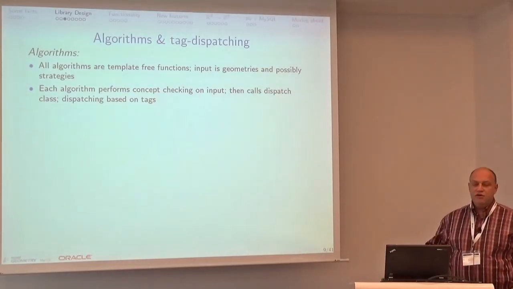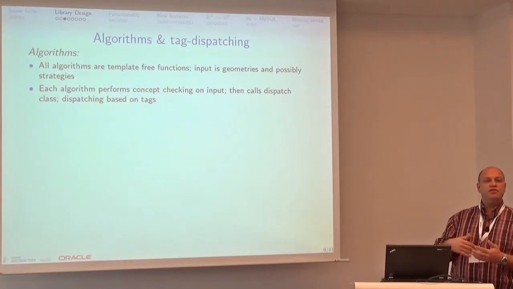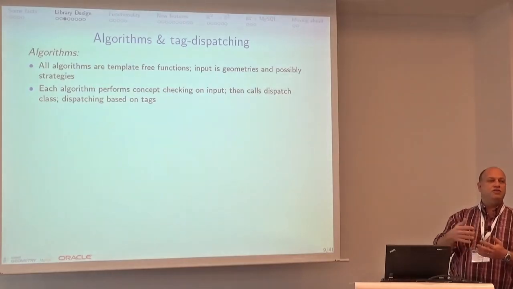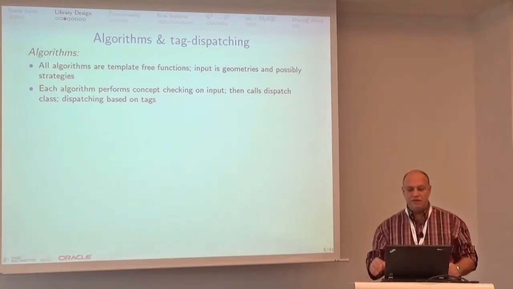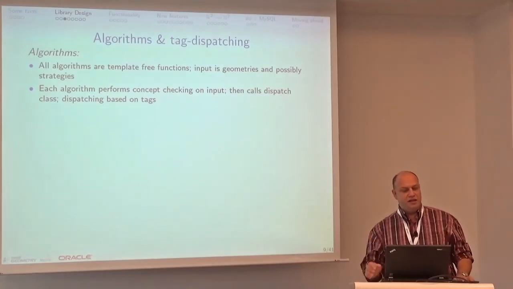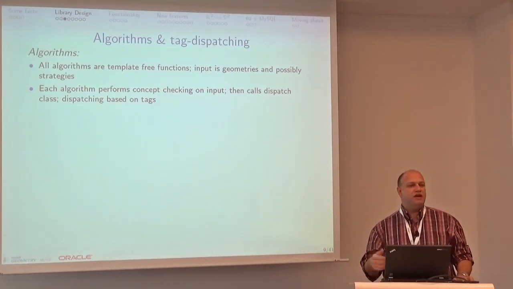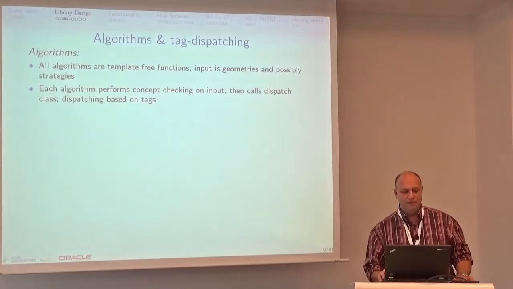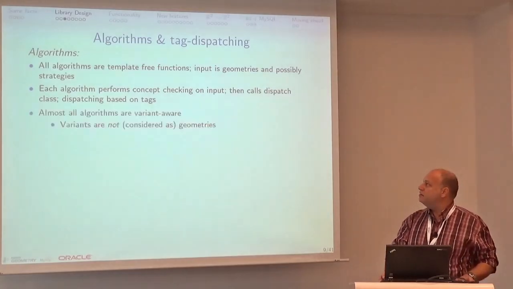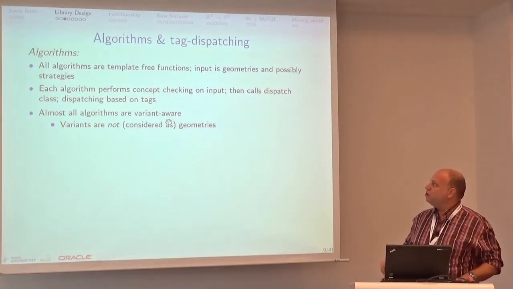And then for each algorithm, what happens is that we first perform a concept checking step, which says, okay, the geometry that you've given me, is that really the geometry that I should be expecting, or something different? And then the next step is to call some dispatching class, which takes into account the kind of the geometry that you have and basically triggers the corresponding part of the implementation to go on and do the real work, the hard work. And the dispatching is based on tags, and I'm going to talk about the tags in more detail in a bit.